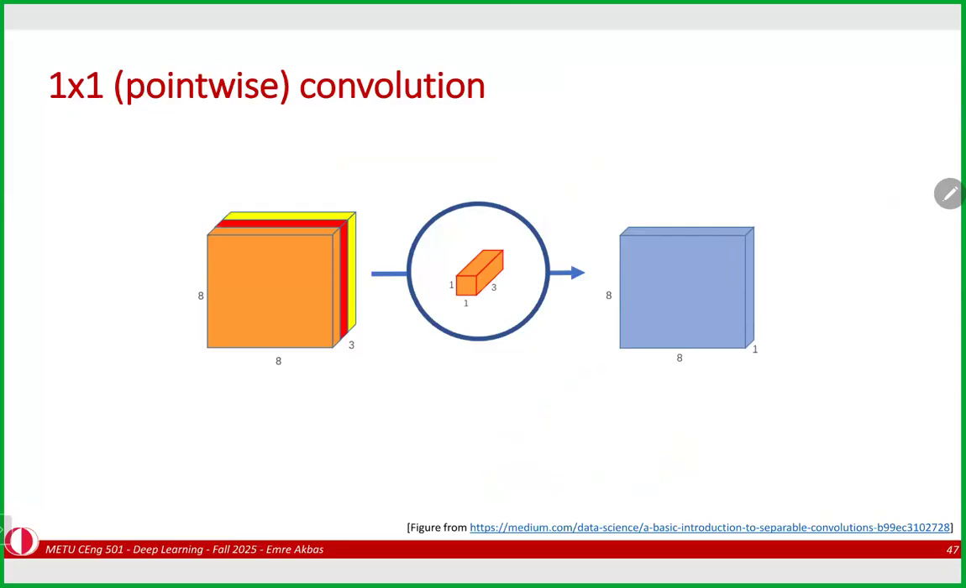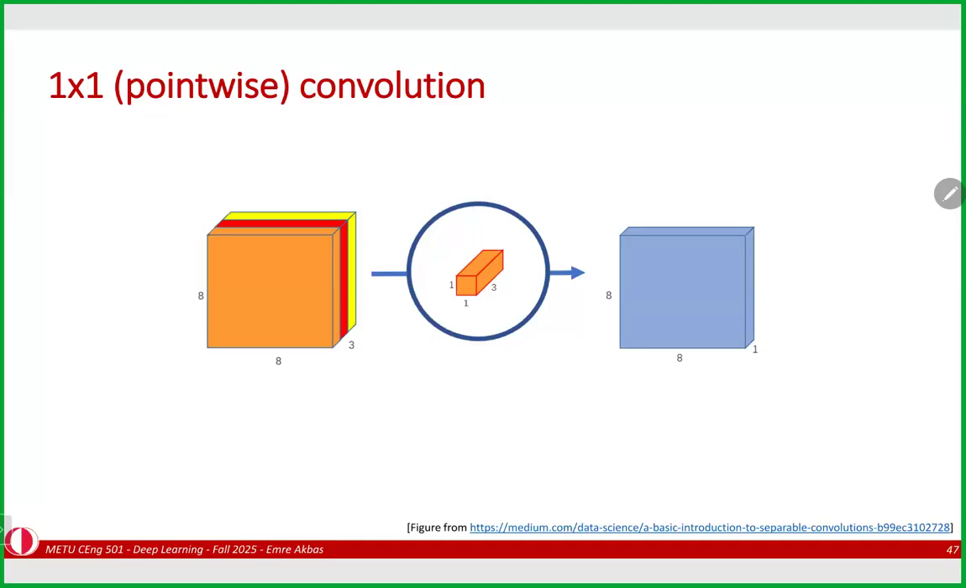It only processes just one multidimensional pixel. And this is usually used to change the depth of the channels, not the spatial dimensions, because 8 by 8 goes in, 8 by 8 goes out, but you can change the number of channels here. And the number of channels here is determined by the number of 1 by 1 kernels that you use.